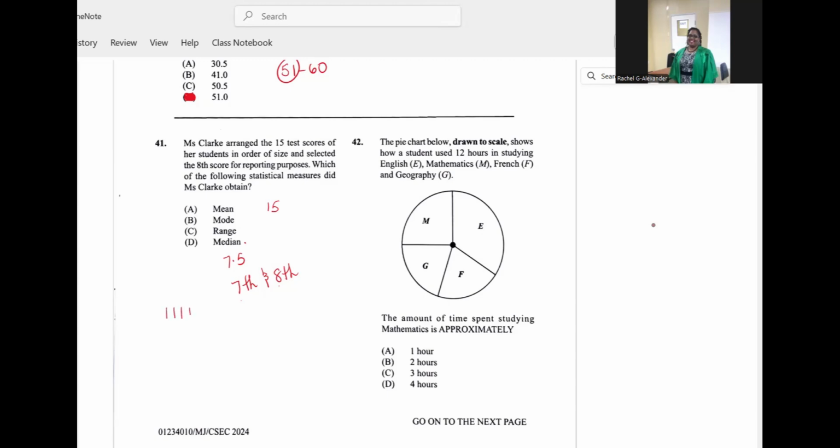1, 2, 3, 4, 5, 6, 7, 8, 9, 10, 12, 13, 14, 15.